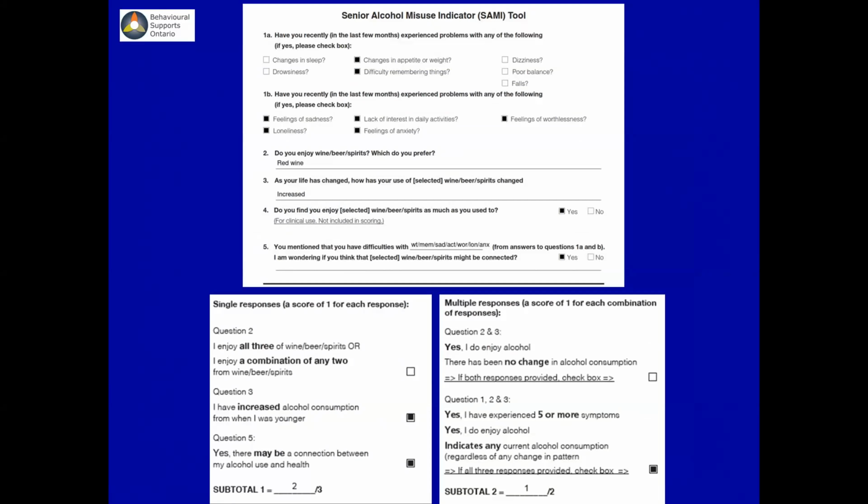She said, yes, I do enjoy alcohol. And she was currently consuming alcohol. So that was a score of 1 as well. So put together, she scored 3 out of 5. But again, you only need 1 out of 5 to score positive.